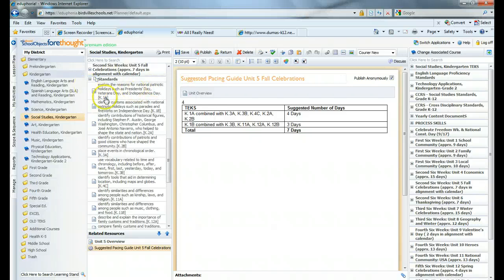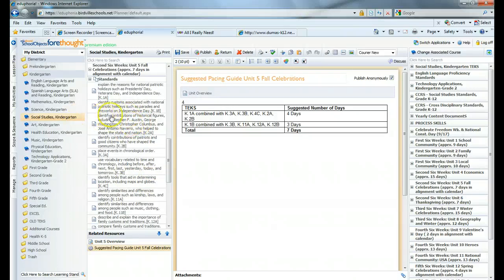Now you're going to combine K.1a with the idea of placing the events in chronological order. You can place Columbus's journey in chronological order. You're also going to combine it with using vocabulary: before, after, next, last, first. You're also going to combine it with identifying tools, maps, globes. Talk about Columbus's journey with maps. You're going to combine it with important historical figures, Christopher Columbus.